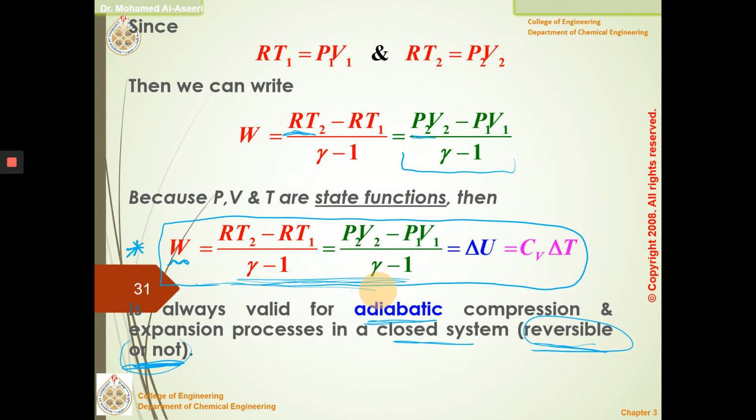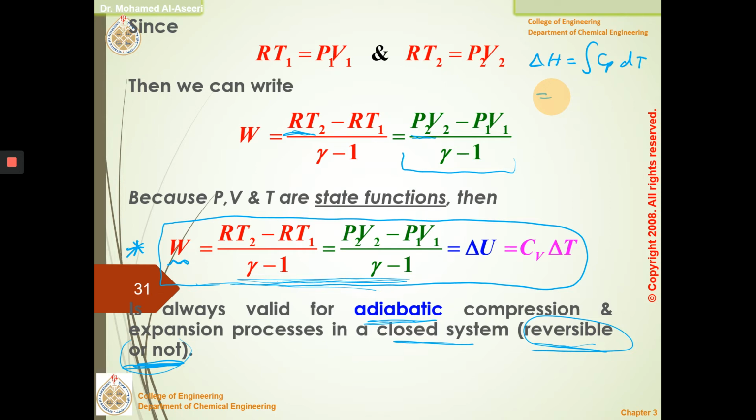Now here I found W, and we know that W is equal to delta U. Now W, delta U, Q are known. How about delta H? How can I find delta H if it is an adiabatic process? Does it matter? Yeah, the first law.